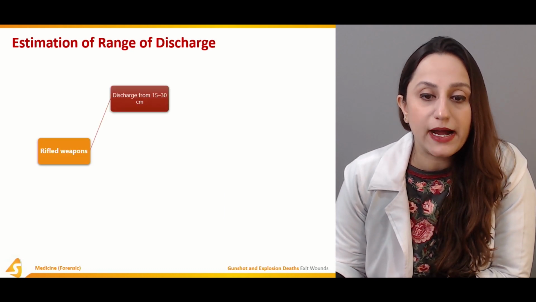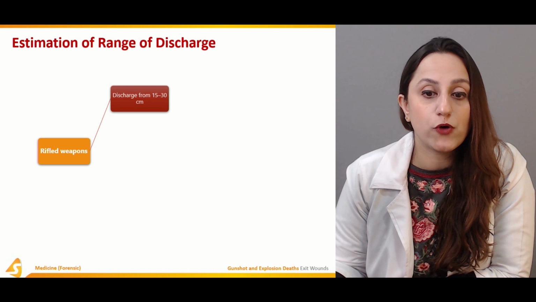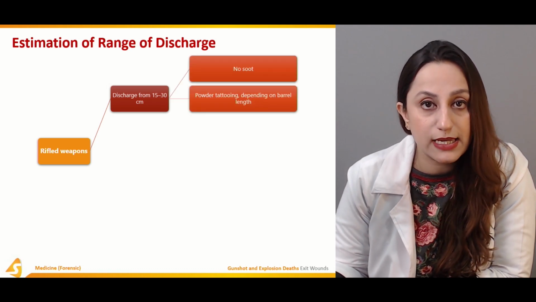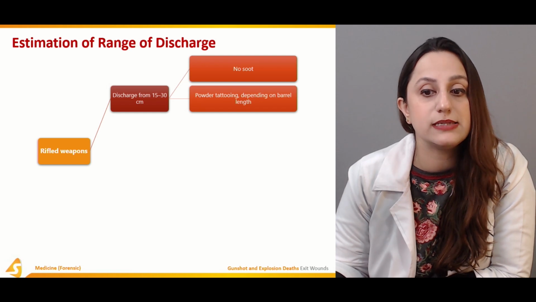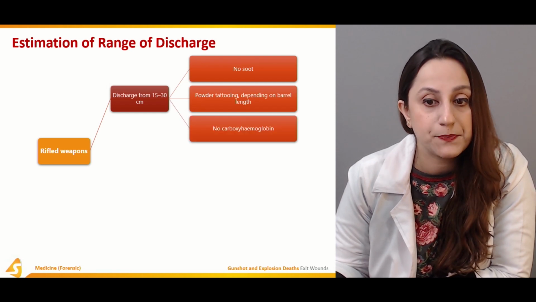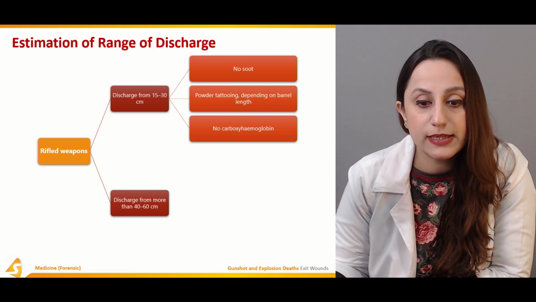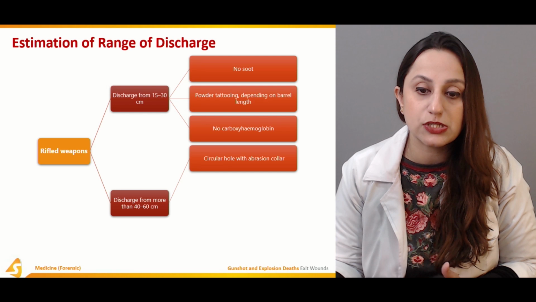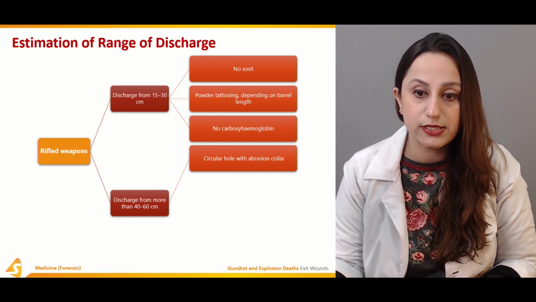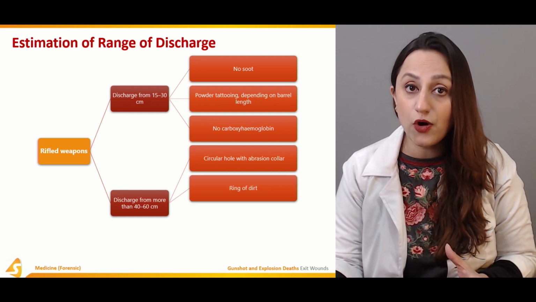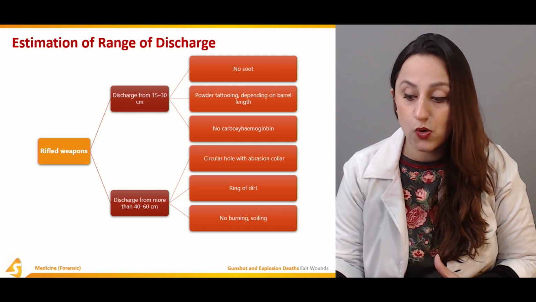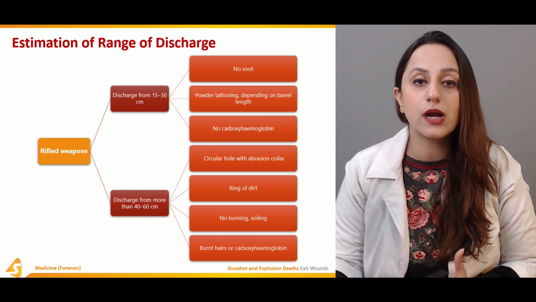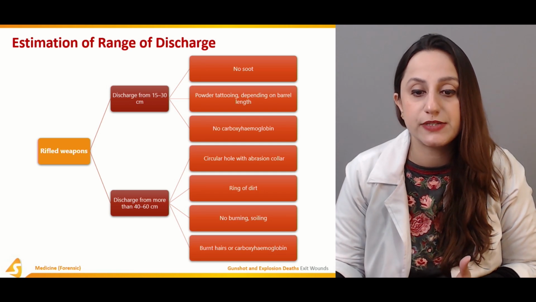Now, for rifled firearms, if the discharge is from 15 to 30 centimeters, no soot is going to be observed in such a case, and the powder tattooing depends upon the barrel length. There will be no carboxyhaemoglobin, and if the discharge is from more than 40 to 60 centimeters, the circular hole with abrasion collar is sometimes seen. There is a ring of dirt also seen, and no burning or soiling is observed in such a case. The burnt hairs or carboxyhaemoglobin are also not observed in such cases.